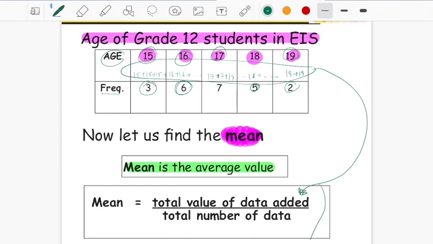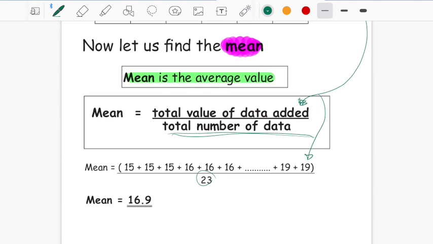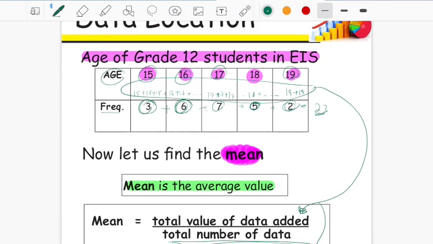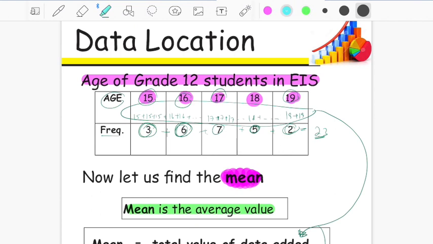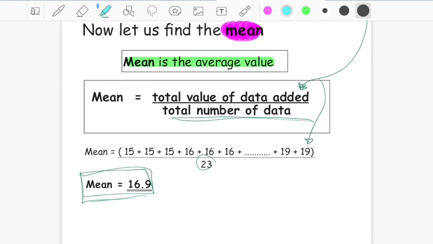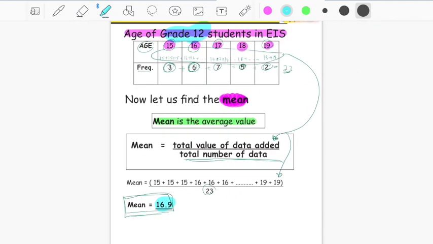This value is here, divided by the total number of data. So how many data do you have? So this plus this plus this plus that, and then this. I'm getting 23 data. So I have 23 data. Put it down here. Okay. Then this is the value of the mean. Now you can say the mean age of 12 graders, this is my conclusion, yeah? The mean age of 12 graders this year is 16.9 years old. Okay. All right, moving on.